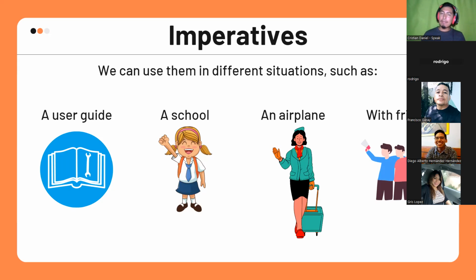A user guide, everybody, is the small book that comes with a TV, a washing machine, a cell phone, okay? The small book that shows you important information about the new purchase you have made. That's the user guide. Then we have some instructions, some imperative sentences at school.